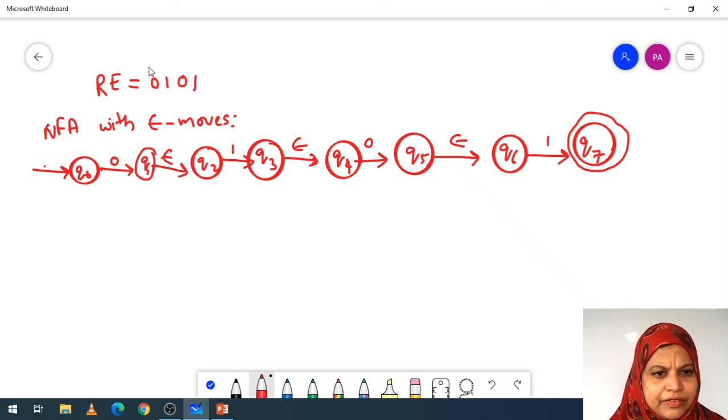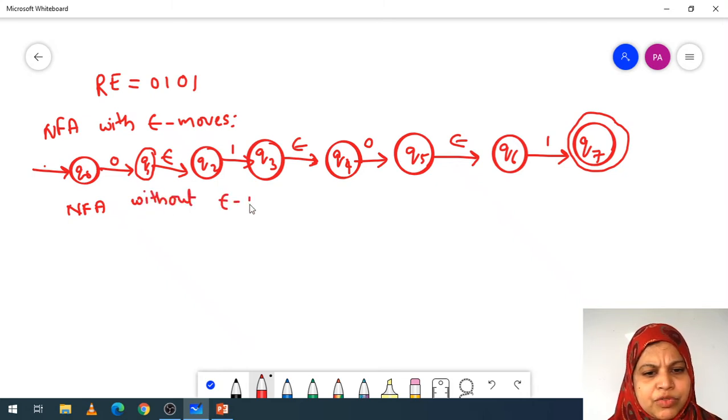0 followed by epsilon, 1 followed by epsilon, then 0 followed by epsilon, 1, and that is the final state. This is the NFA with epsilon moves. For the same regular expression, now I am going to convert this NFA to one without epsilon moves. How am I going to convert this one?